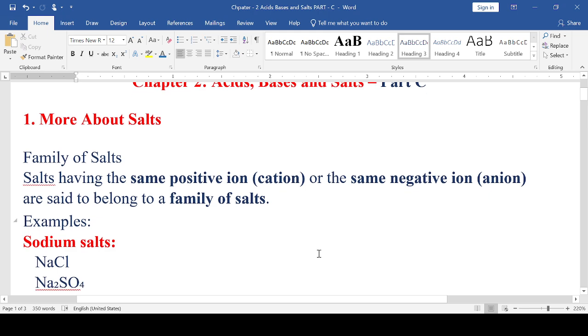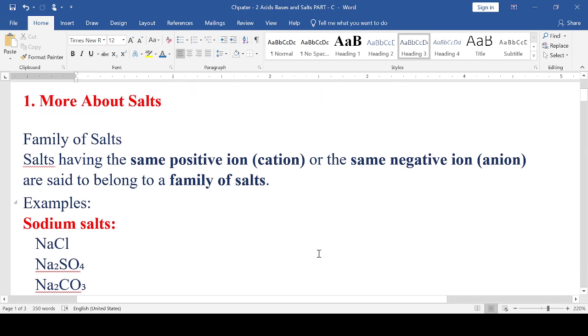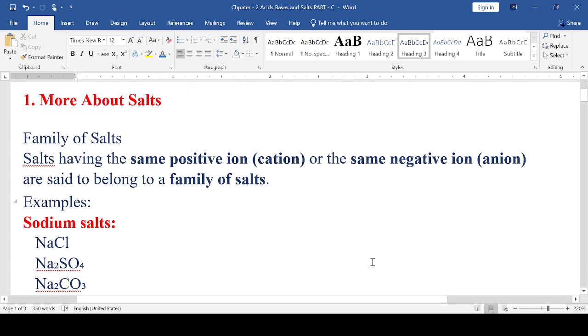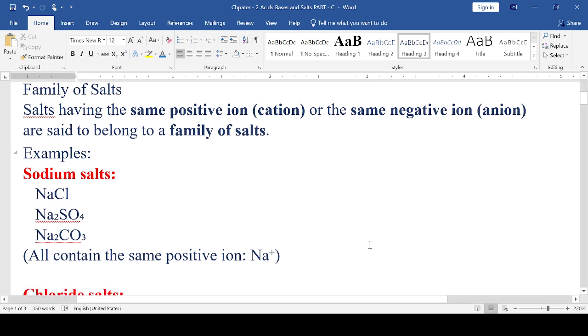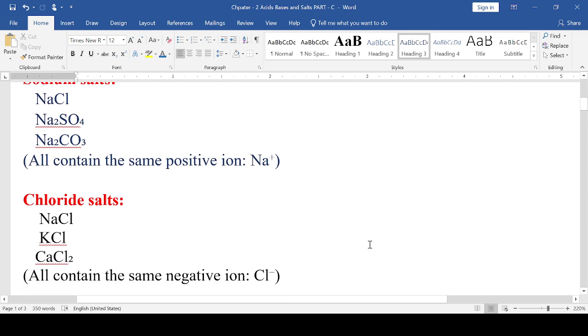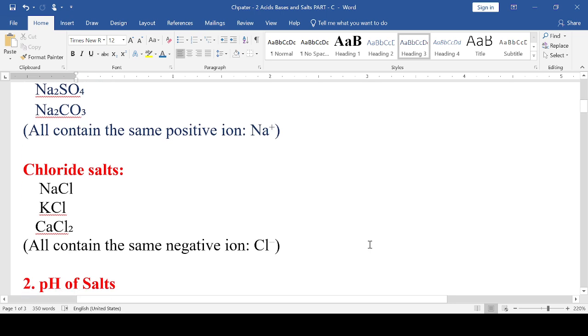The family of salts. Salts always have a positive ion, known as a cation, or a negative ion, which is called an anion, and those sharing the same ion are said to belong to a family of salts. Examples: sodium salts such as sodium chloride, sodium sulfate, sodium carbonate, NaCl, Na2SO4, Na2CO3, all contain the same positive ion Na+. Chloride salts NaCl, KCl, CaCl2 all contain the same negative ion Cl-.